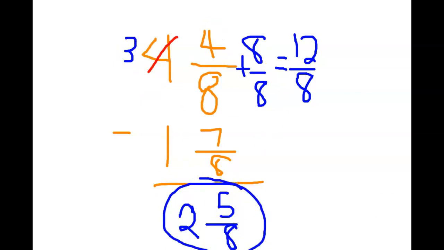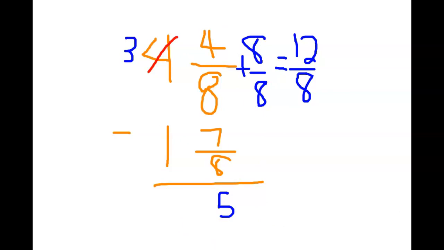What you will never do is, this is what you don't do. Do not do 4 minus 7 and say, oh, 3/8 is mine, 3/8 and 3 minus 1 is 2. No, it's not going to work like that. This is 12/8 minus 7/8 is 5/8. So this is how you're going to be solving these problems, all right?